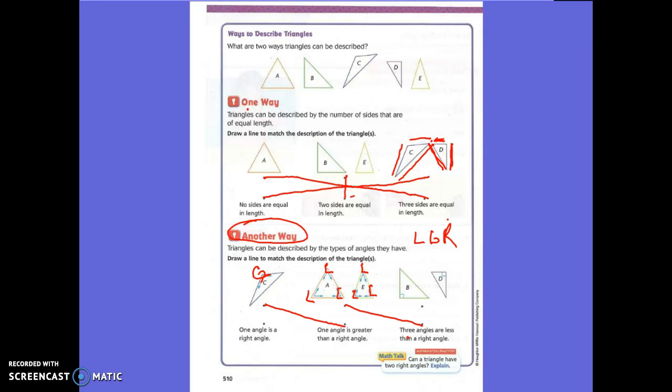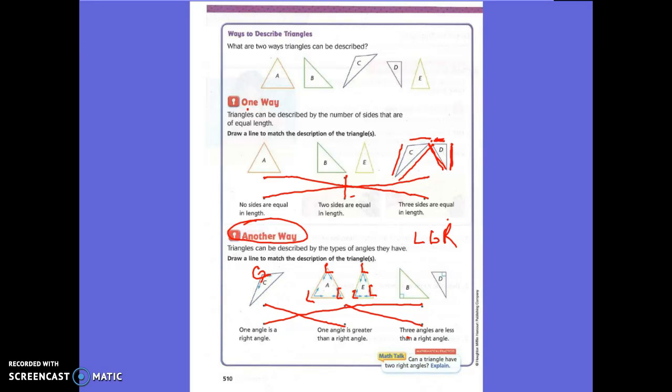Now look at B and D, boys and girls. They have a square on them. So that means a right angle. That means in that part there is a right angle. So do B and D have one right angle? Yes, so match that with the other one.